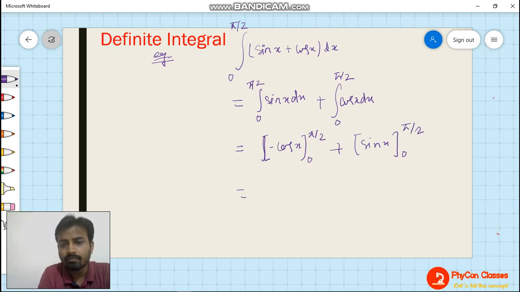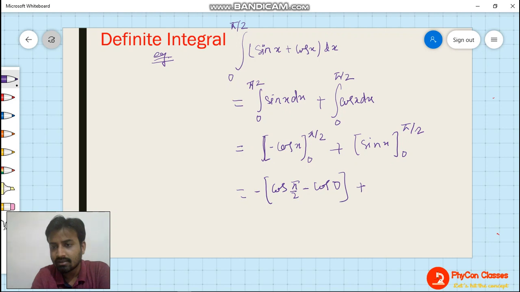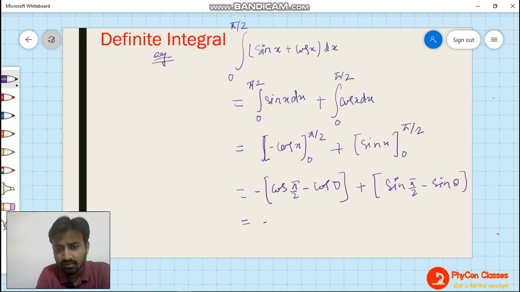Now what we have to do, we have to apply this formula, that now we have to put the value of x. x will be from 0 to pi by 2. So the final value minus initial value, that is the difference. So it will be equal to cos pi by 2 minus cos 0. Understand? Plus similarly here it will be sin pi by 2 minus sin 0. Now this minus sign is here outside.